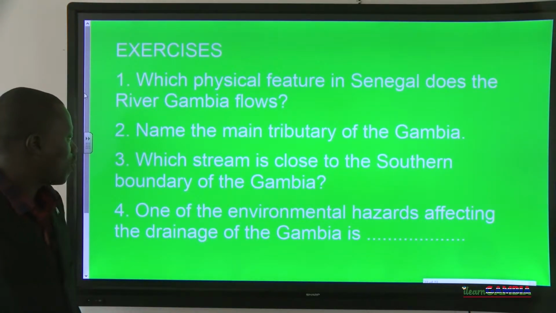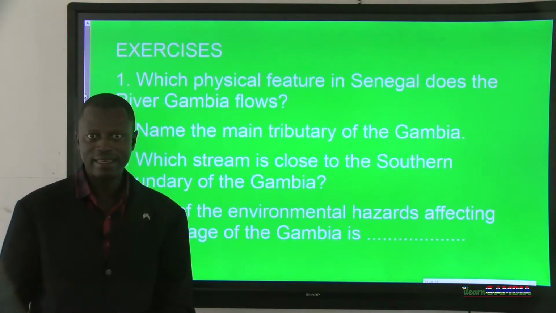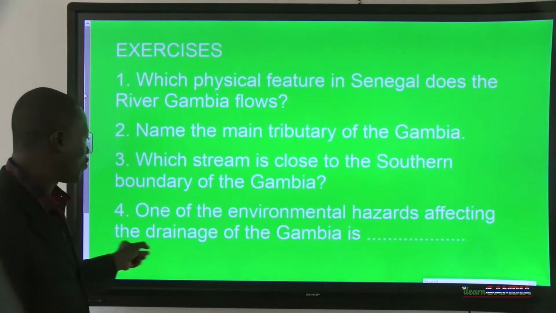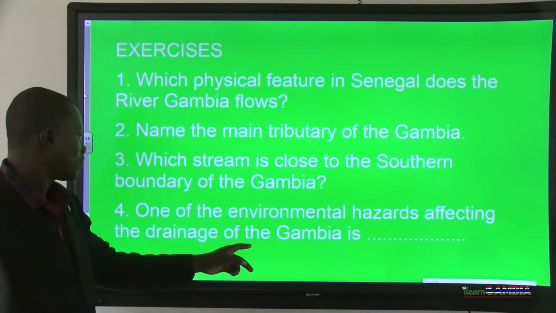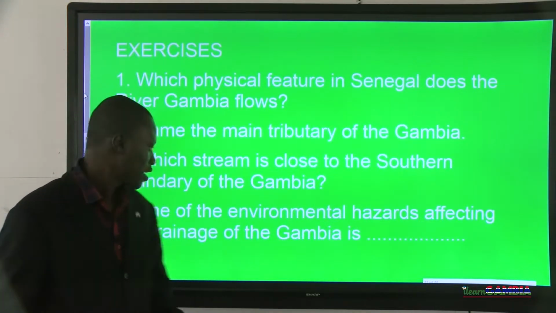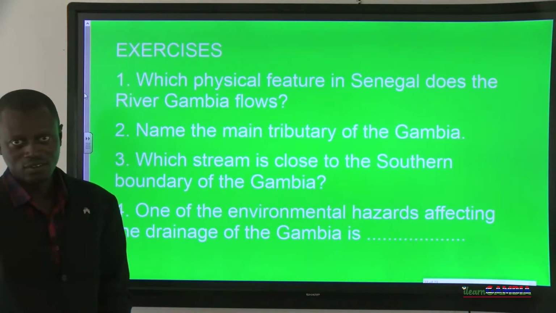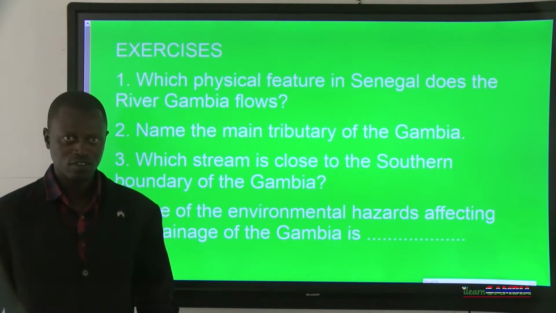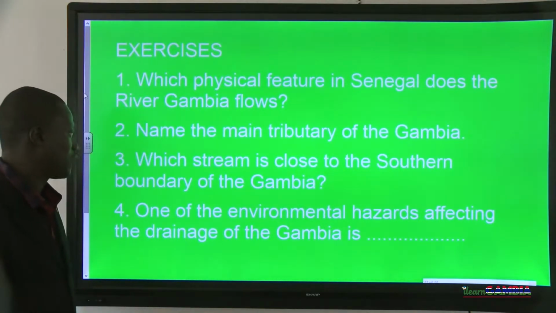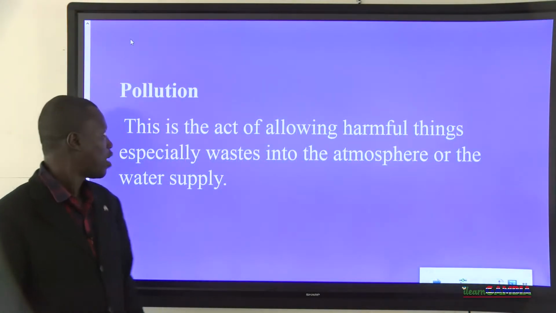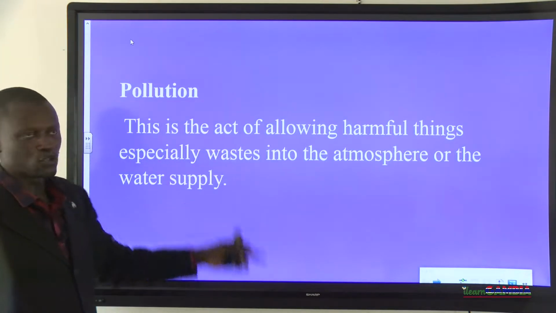Number 4, one of the environmental hazards affecting the drainage of the Gambia is dash dash. The answer for question 4 is salt intrusion or saltwater intrusion. All is accepted. Now, coming to our new lesson of the day, which is titled pollution.